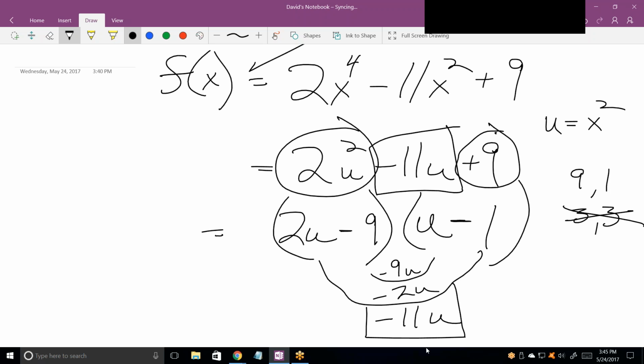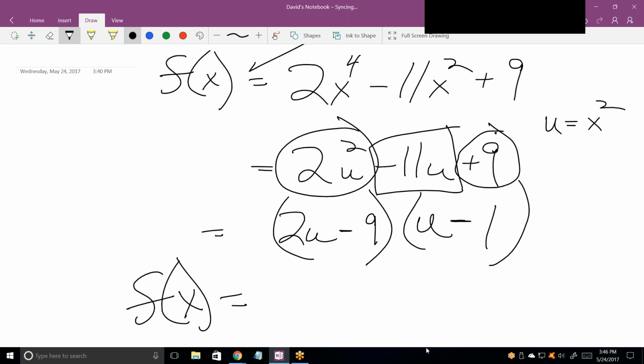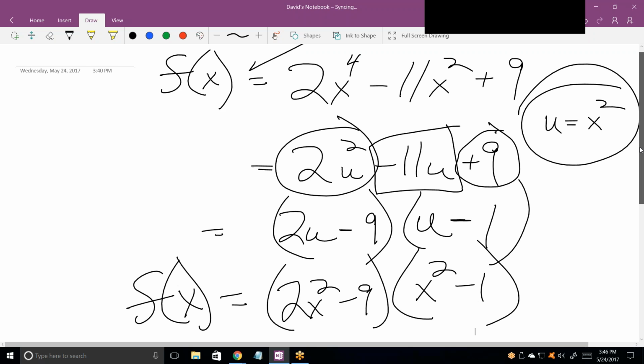Now, we've got it factored correctly, but we've got it in terms of u. So let's go back. We want it in terms of x, right? So what is it in terms of x? What's u? Well, u is x squared. So every time you see u, substitute x squared. So it'd be 2x squared minus 9, and then it'll be x squared minus 1.